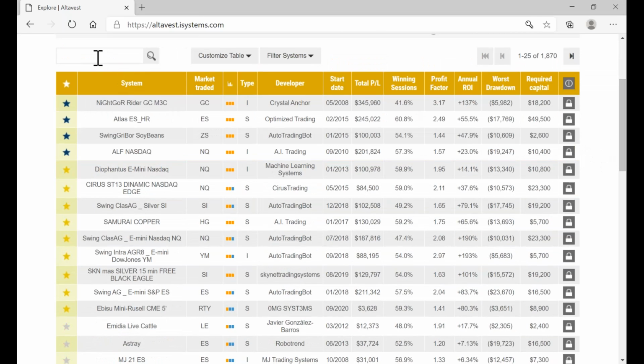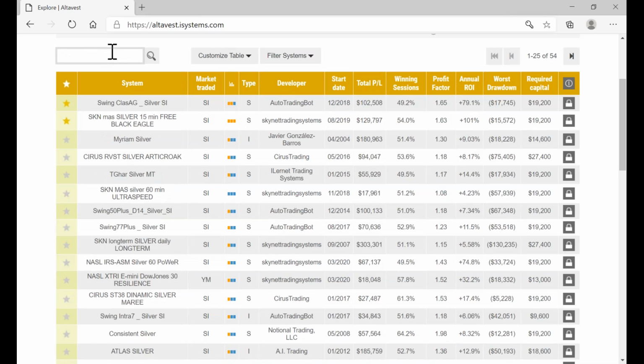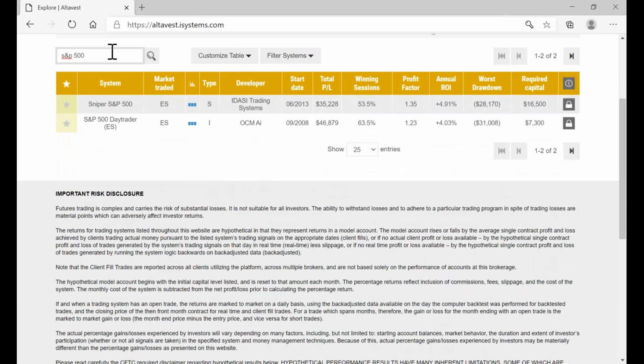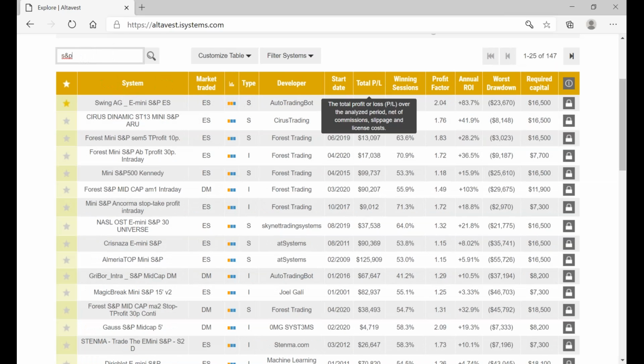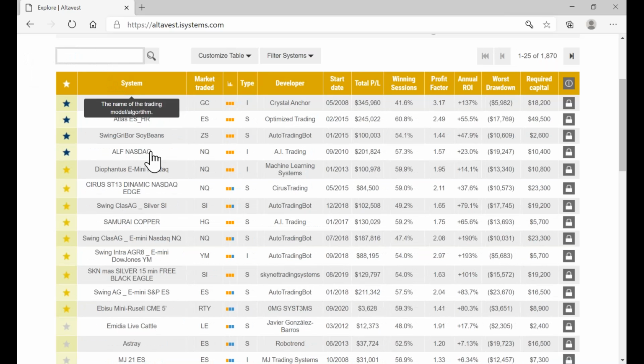You'll notice right away you can enter in the name of any particular market, and you can see all the different, in this case, silver systems available. There's 51. Or you're looking at S&P 500. Depending on how you type in the system name, you can see here, there's 147. There's NASDAQ. There's basically every major commodity. There's crude oil. So I won't go on and on with that. Just to point out, you can, of course, filter that way.